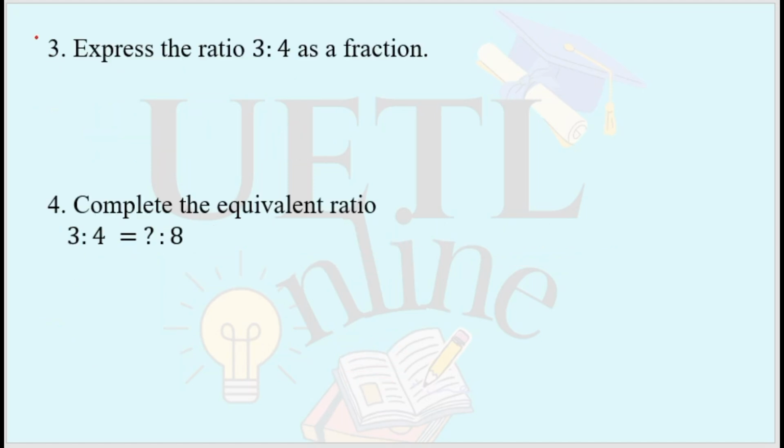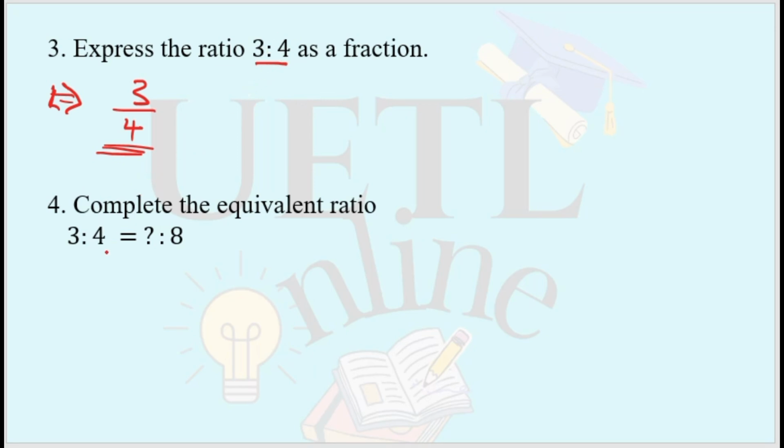Example 3 states: express the ratio 3 is to 4 as a fraction. This is very simple. You are given the ratio 3 is to 4. The first number is going to be the numerator, and the second number is going to be the denominator. So the ratio 3:4 as a fraction is 3/4. This is the meaning of express the ratio as a fraction. You just take the first number as the numerator and the second number as the denominator.